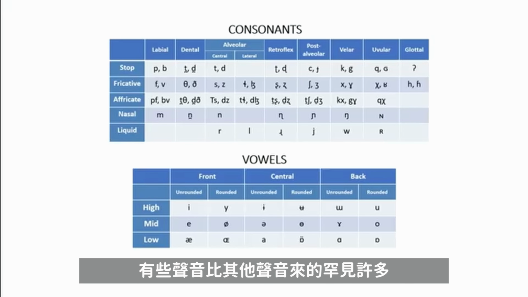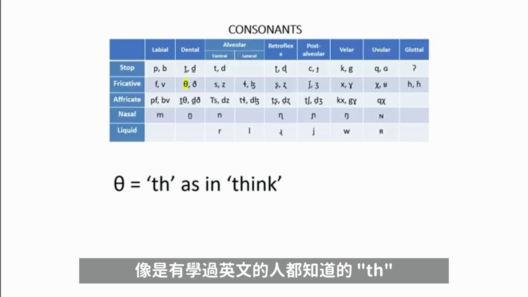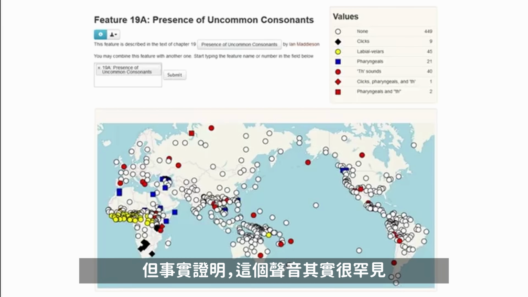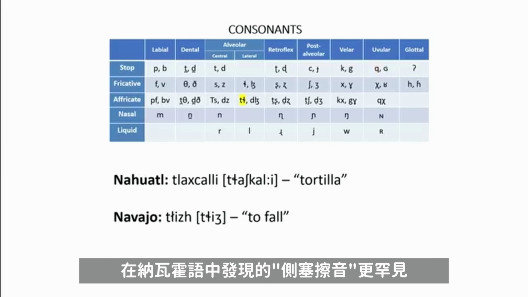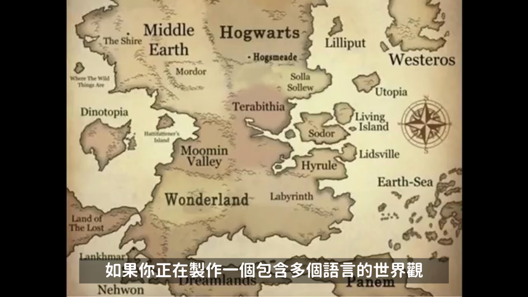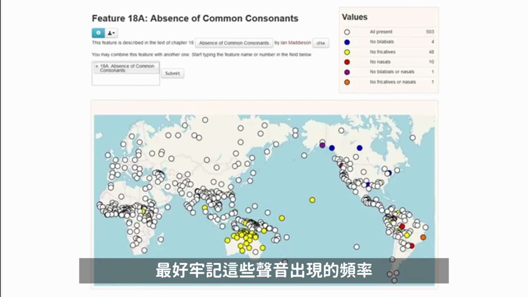Some sounds are much rarer than others. For example, as English speakers, we're familiar with the sounds th, as in think, and the, as in this. But it turns out these are both pretty rare cross-linguistically. The uvular stop, found in Arabic, Mayan, and some Inuit languages, is also quite rare, and the lateral affricate, found in Nahuatl and Navajo, is even rarer than that. If you're making a fictional universe featuring many languages, it's good to be aware of these and keep the relative cross-linguistic frequencies of these sounds in mind.